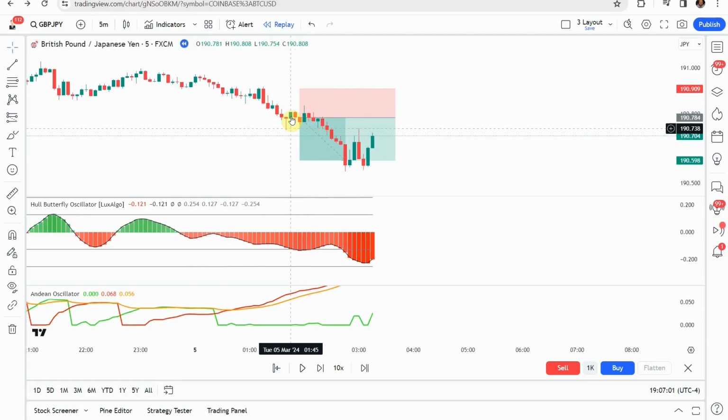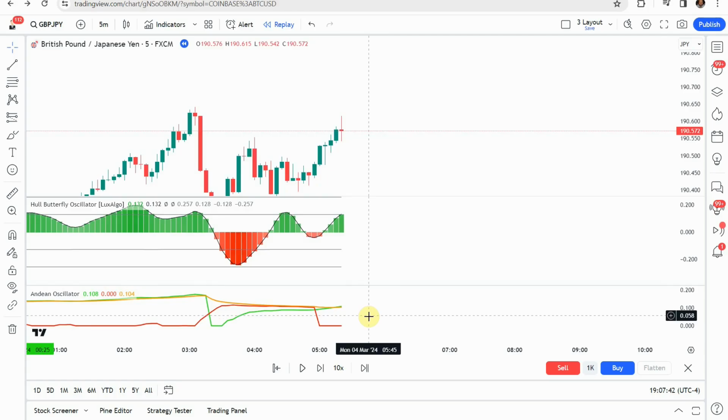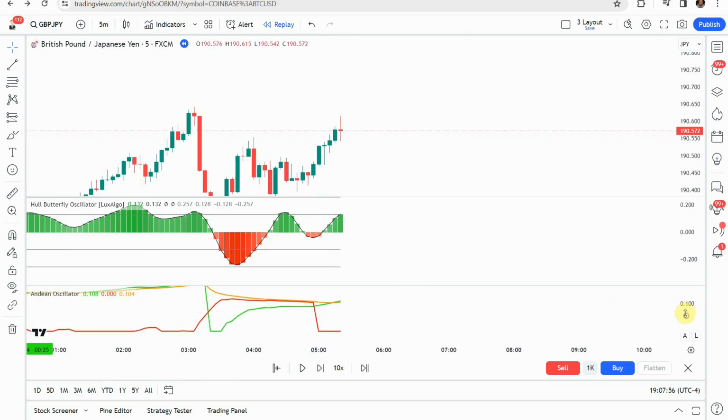And you can see that we make a really nice push to the downside there, getting us to our take profit. All right, and for a long trade, what we're looking for is going to be when the Andean oscillator, the green line, crosses up above both of the orange and the red lines. Now, of course, you can see here that's a tad bit difficult to see there.